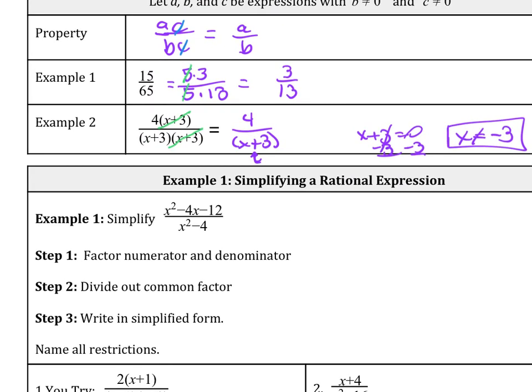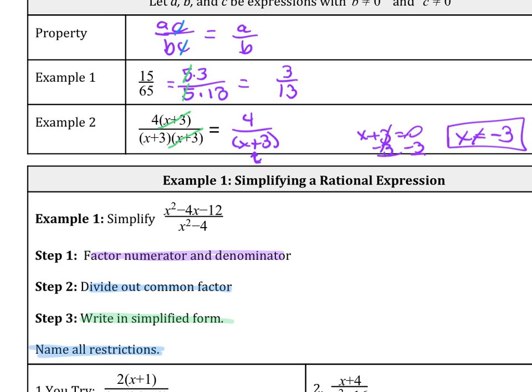Now let's simplify a rational expression. So when we're simplifying, really what we're going to do is we're going to factor the numerator and denominator, then we're going to divide out common factors, write it in simplified form, and then what we also need to do is identify any restrictions that we have, what excluded values we have. So let's try this first example.